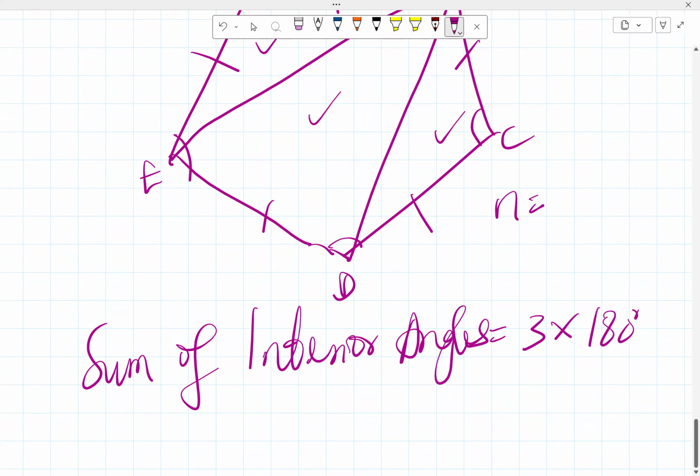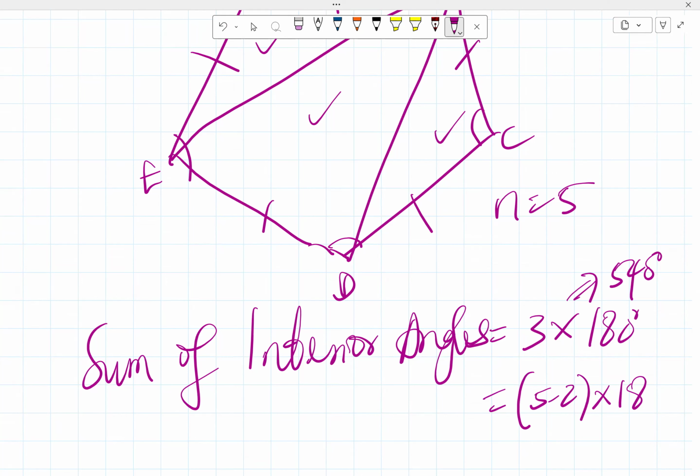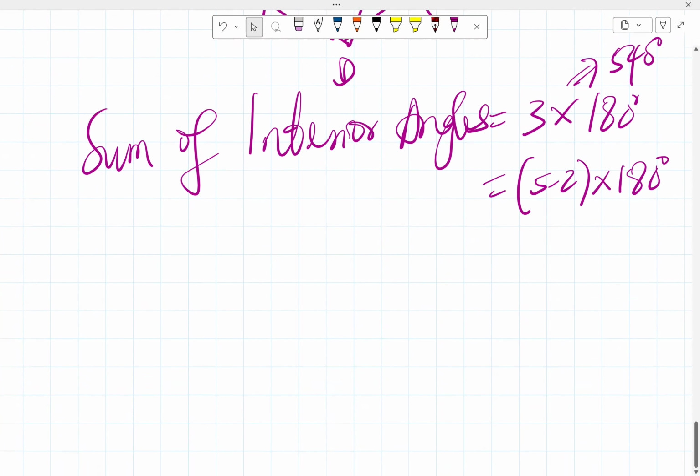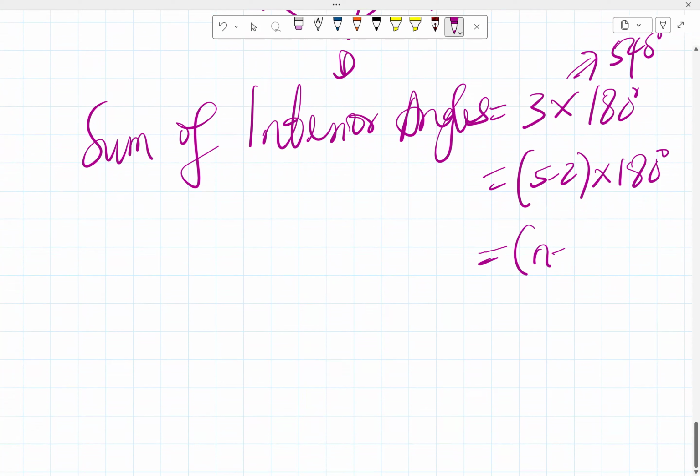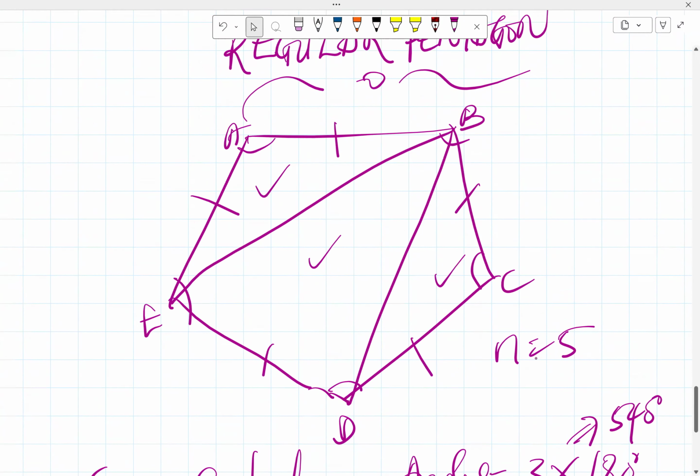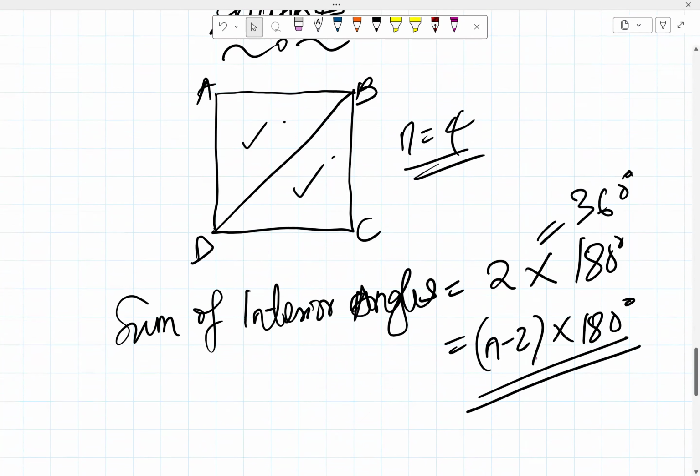And don't forget the number of sides here is 5. And you know that is 540 degrees, of course. But then this is the same thing as 5 minus 2 times 180 degrees. That also validates the fact that n minus 2 times 180 degrees is the sum of interior angles. So of course, if you want to find one of the angles, you just divide 540 by 5. If you want to find one of these angles, you just have 360 degrees by 4, which is 90 degrees.